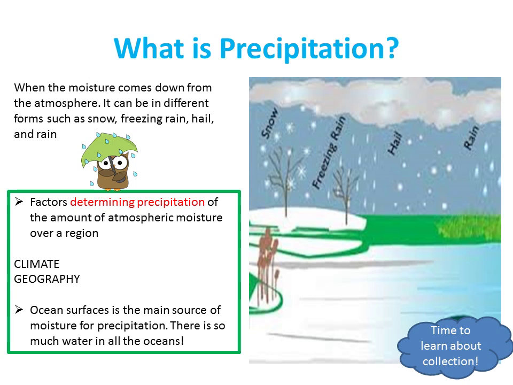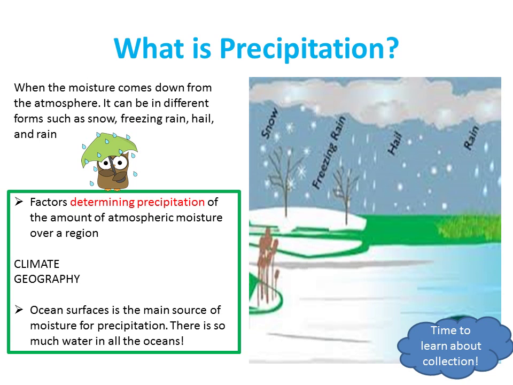All right. So now we have precipitation. Anybody know what that is? Rain. Yeah. Rain? It's just when stuff falls from the sky. All right. It's when the moisture comes down from the atmosphere. It can be in a different form, such as snow, freezing rain, hail, good, and rain.